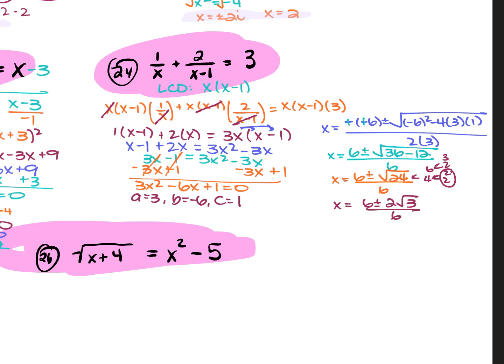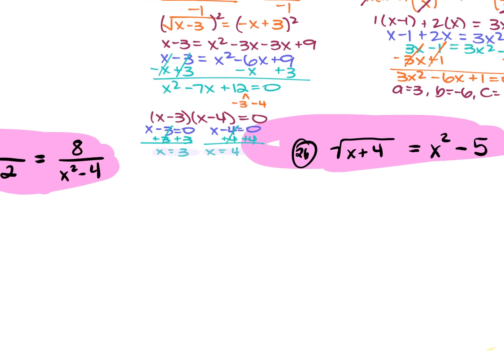Does this simplify? Yes. How does it simplify? Divided by 2. Divide everything by 2. So 6 divided by 2 is 3. 2 square root 3 divided by 2 is just the square root of 3. And 6 divided by 2 is 3. So that's 3 plus or minus the square root of 3 all over 3.